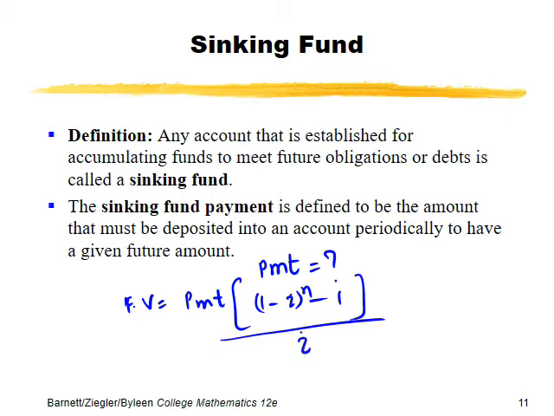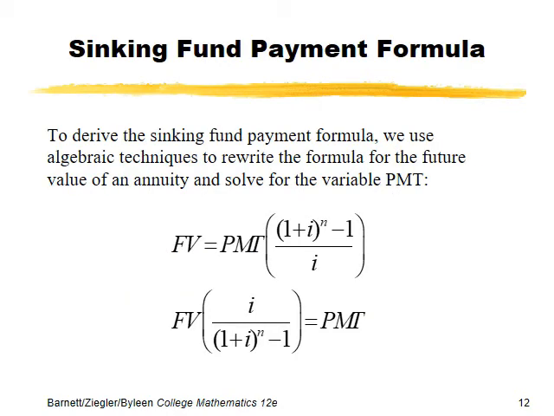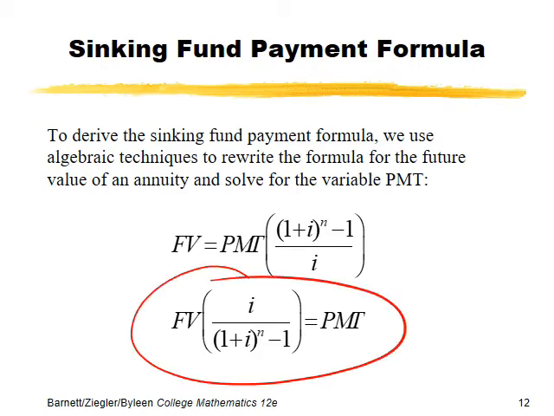If you take I to the other side, if you take the cross multiplication, it will become I times future value. This will go down: (1 plus I) raised to power n minus 1, equals PMT. So this is your so-called sinking fund. Okay, you can see this is the sinking fund.